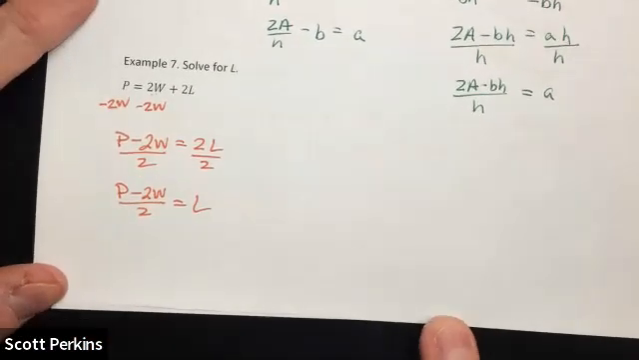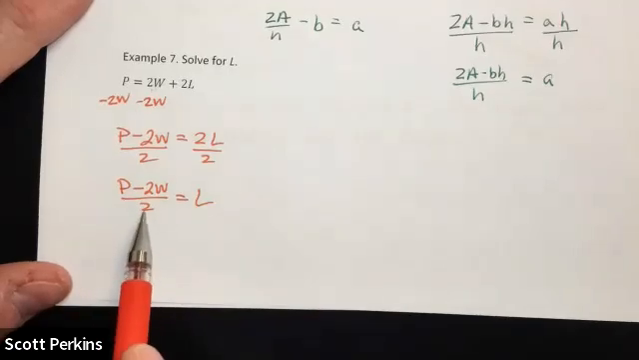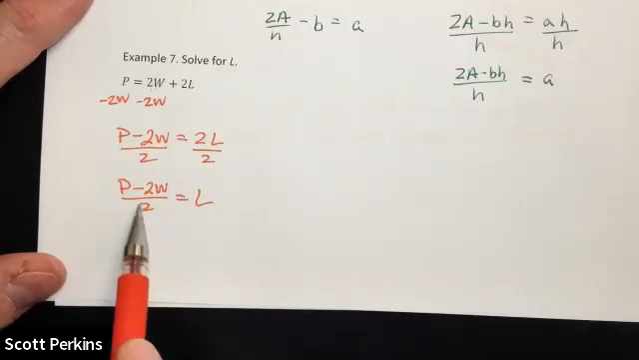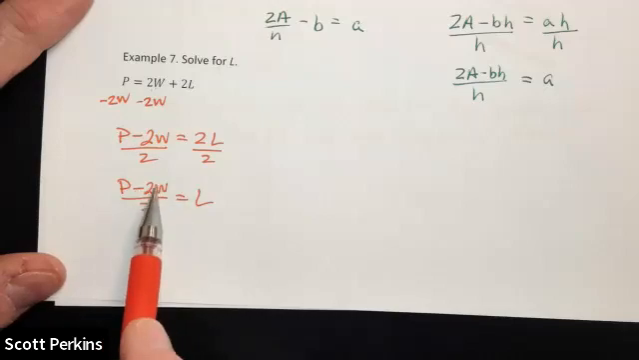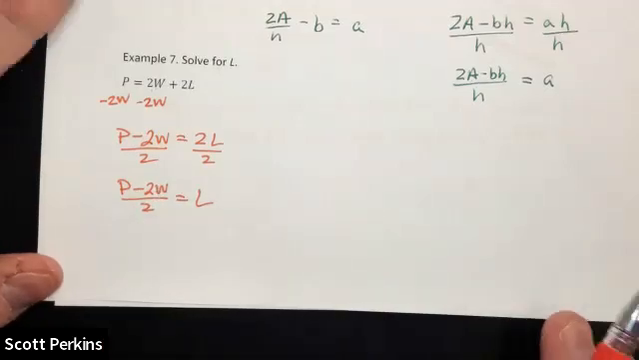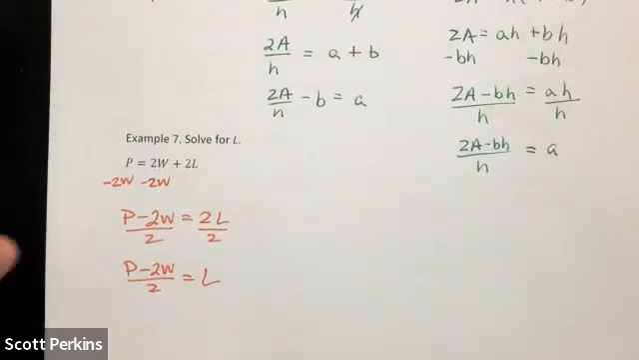If you divide it by 2 straight away, then notice, remember, division is distributive just like multiplication is. So I could take this 2 and divide it into both terms, and I get P divided by 2 minus, and then these 2's cancel, and you have W. So that's why those two things are exactly equivalent.